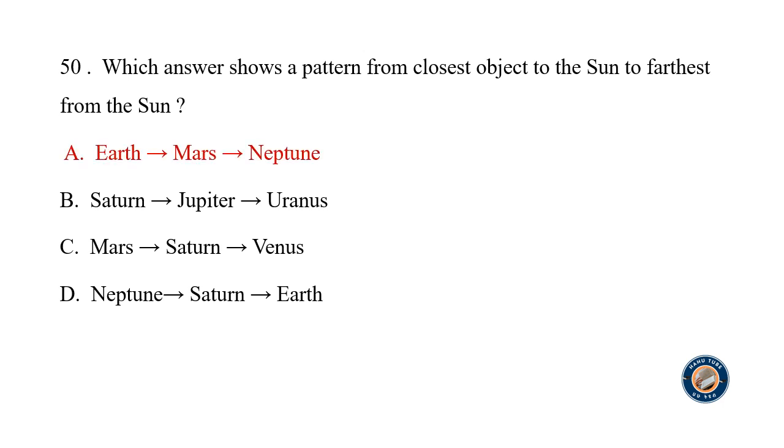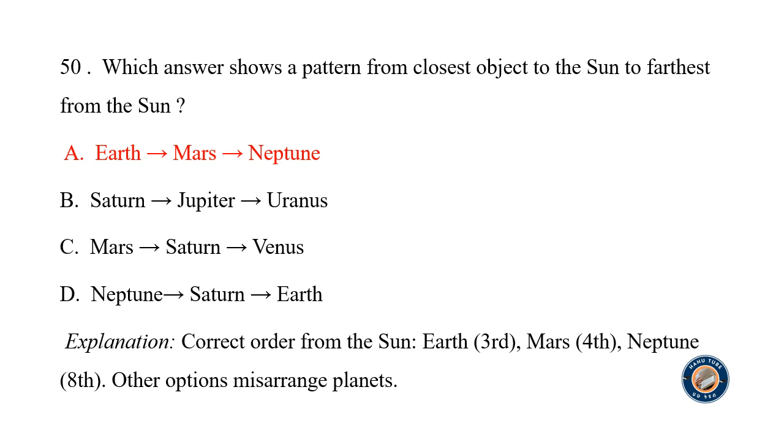The answer will be Earth, Mars and Neptune. Correct order from the Sun: Earth is the third, Mars is the fourth, Neptune is the eighth. The other options misarranged planets. So the correct answer will be Earth, Mars and Neptune.